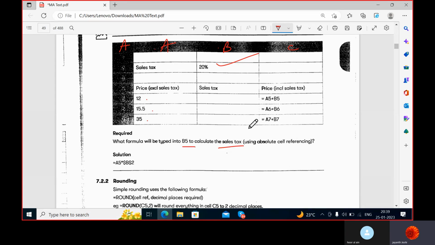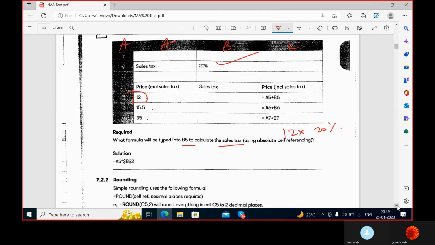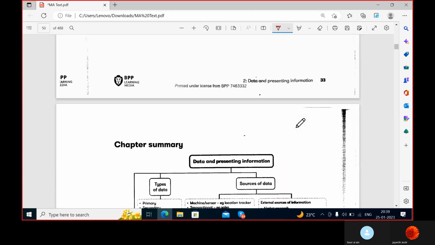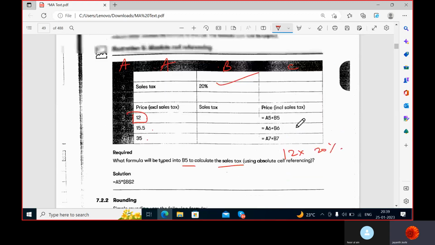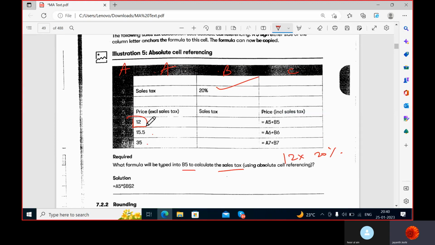Very simple. If you want to calculate the sales tax, what will you do? You will multiply the price with the sales tax percentage, correct? So you will take A5 into the percentage. Here they are doing A5 plus B5. These are the fifth cell of column A and the fifth cell of column B. This is the price which is exclusive of sales tax, that is not having sales tax. This is the sales tax which you have to add by multiplying these numbers, correct?